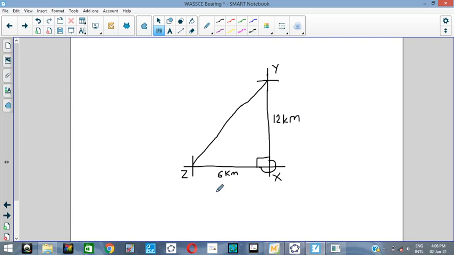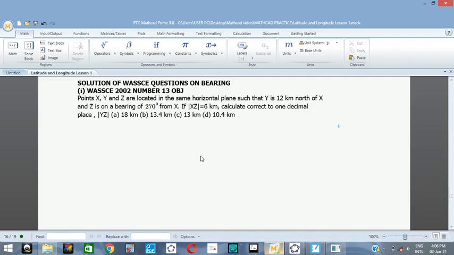So this is the diagram for this question, and that is all. The next thing is the solution, and let me do the solution on this paper here. All we need to do now is state the law you are using, which is Pythagoras. Use Pythagoras rule, or you say Pythagoras theorem.